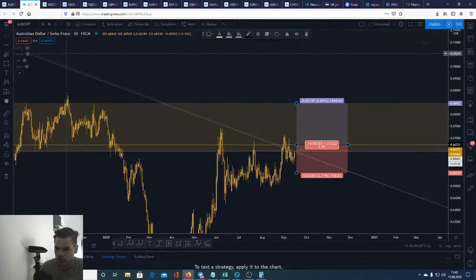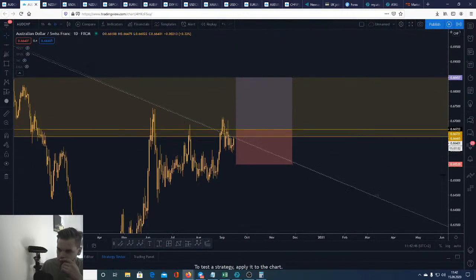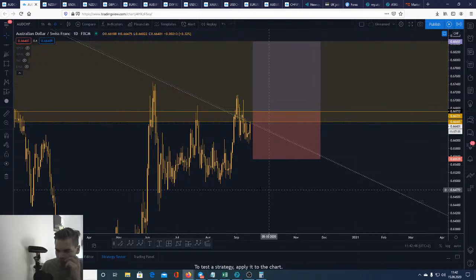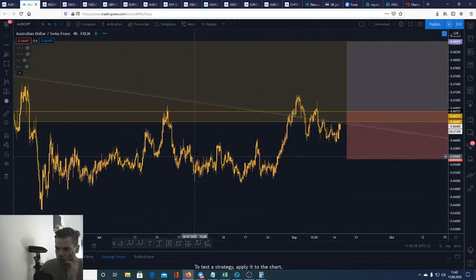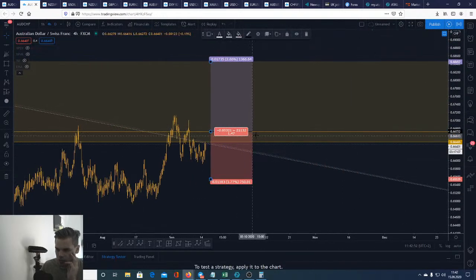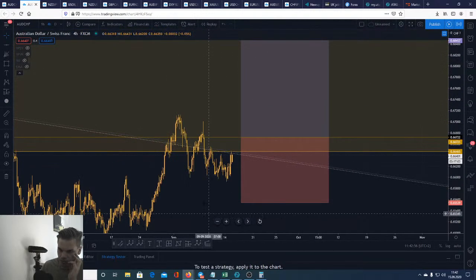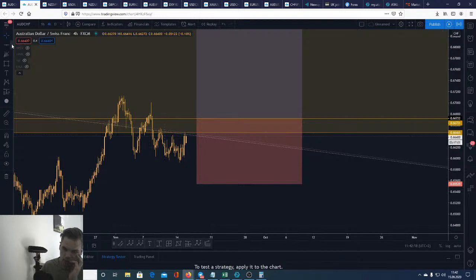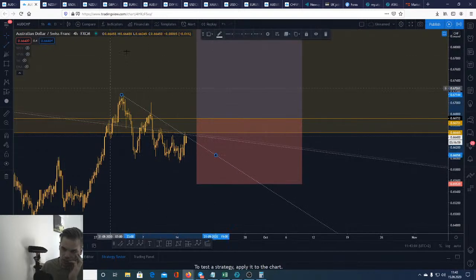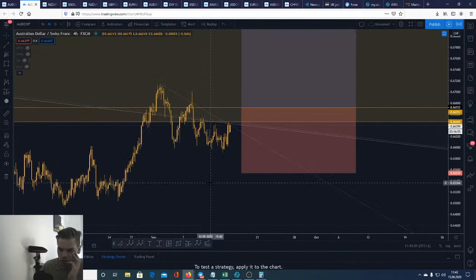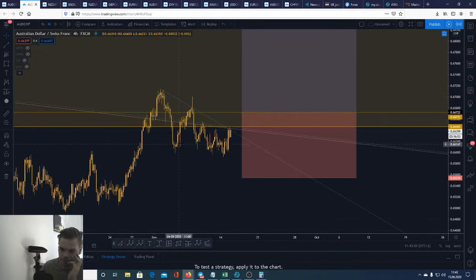EURUSD, let's go over again. Okay. Also, in terms of correlations, I don't really like CHF trades because CHF currently goes up with the stock market. Don't ask me why, but it's the way it is. So that's why the structure is also so choppy. But it could show us a breakout very soon here.